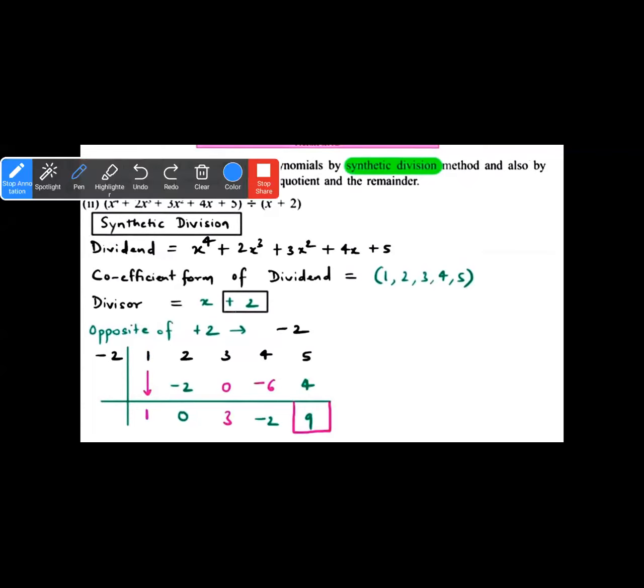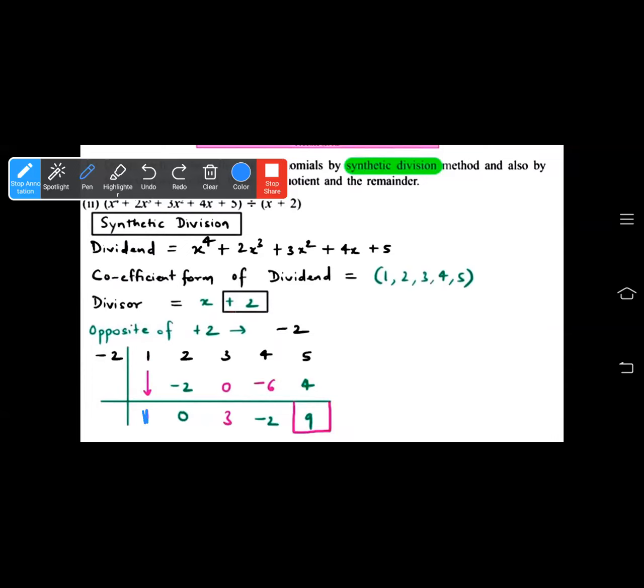Let's do it again. If you are getting a wrong answer, you have to do it again and again. 1 as it is, and I will show you one method also to get the value of the remainder by finding the value of the polynomial, so that you can confirm whether your synthetic division is correct or not. That means whether the value of the remainder you have got is right or not. Okay, in the next practice set.